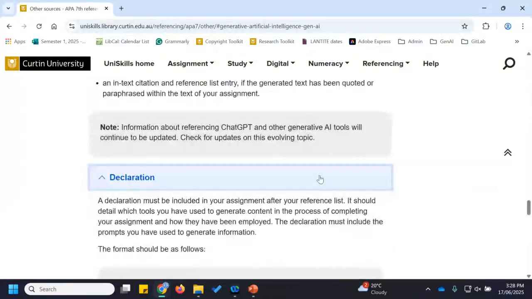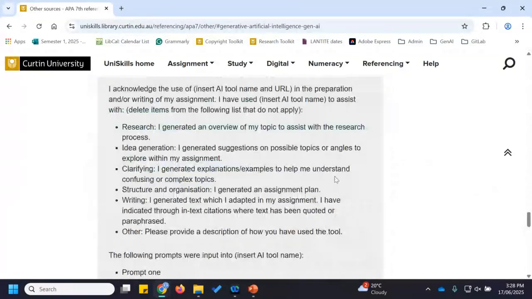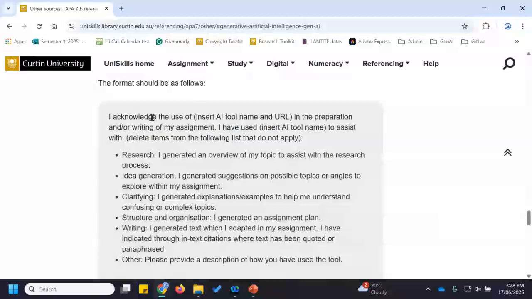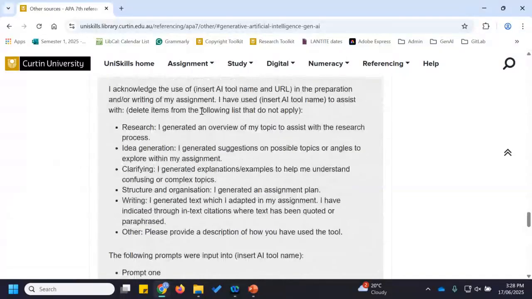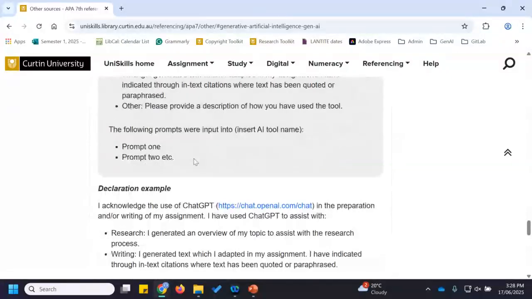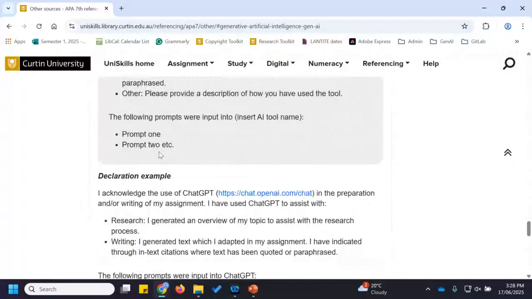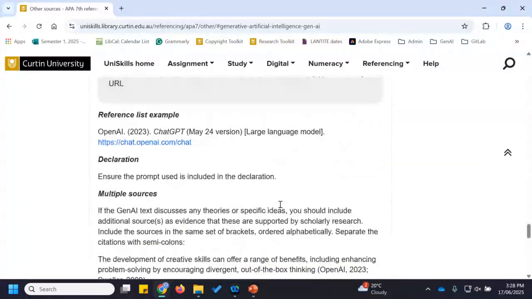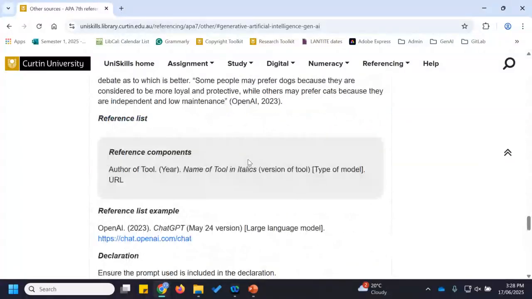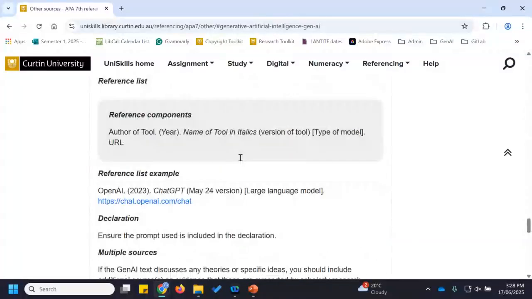It's got an example of a declaration there, and you acknowledge that you used a particular tool. You've used the tool to assist with any of these ones. You just choose the ones that apply, and then you include the prompts afterwards as well. And then you would also have the in-text citation and the reference list entry, again, like any other reference.